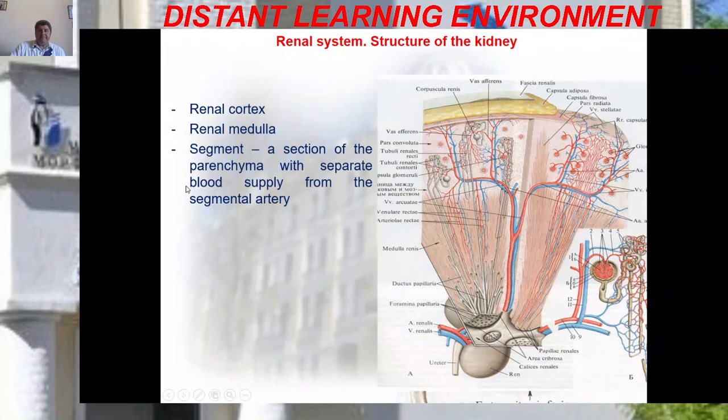You may read the term segment of kidney. Segment is a section of the parenchyma with a separate blood supply from the segmental artery. And you may see the segmental artery here. This is a branch of the renal artery.